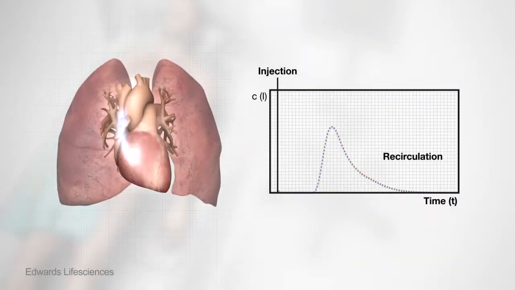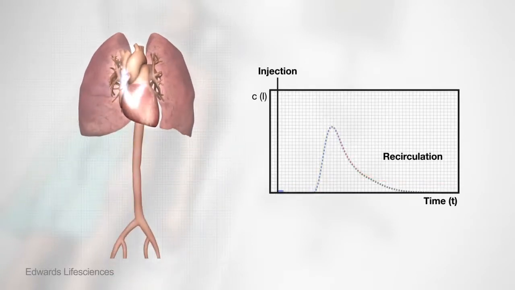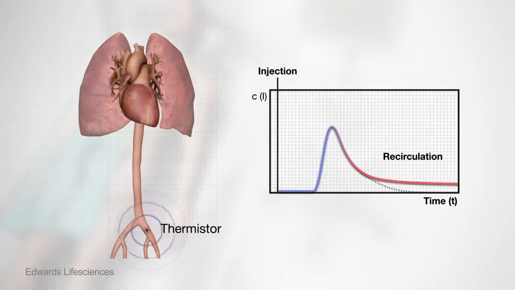By measuring both a change in temperature over time as well as heat loss of the thermal indicator after crossing the lungs, the VolumeView system can assess flow, volume status, ventricular function, and lung water.